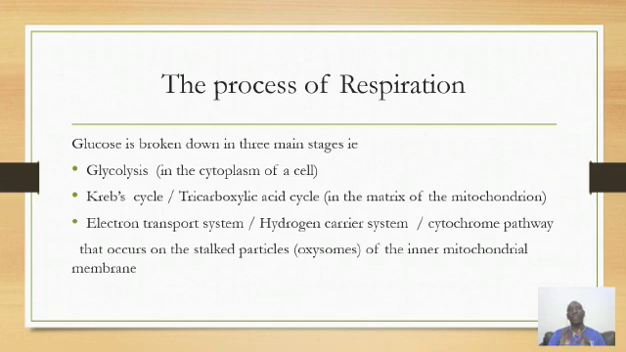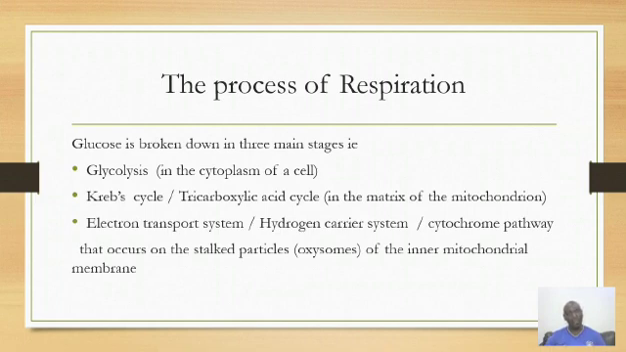The first one is called glycolysis. The second one is called the Krebs cycle, also known as the tricarboxylic acid cycle. The third stage is the electron transport system. Glycolysis is the first stage, and it occurs within the cytoplasm of the cell. It takes place within the cytoplasm.